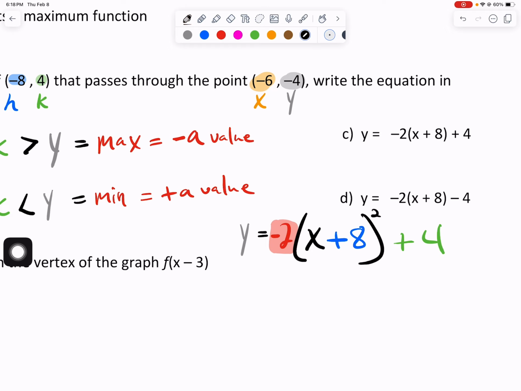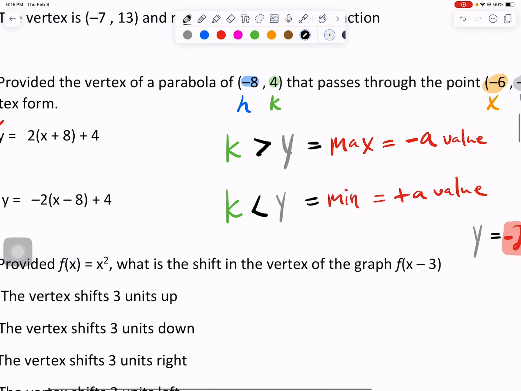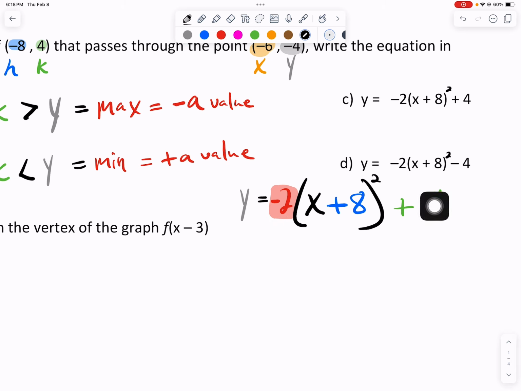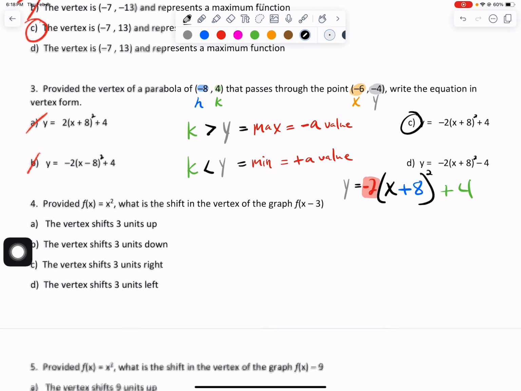Oh, my goodness, Mr. Richards, when you made this, you forgot to square them all. Sorry about that, guys. My bad. Let me go ahead and do that for us. -2, x +8 +4, it's squared. We have everything we need right here because we have a subtraction 4. We don't flip our k, we only flip the 8, which goes from here to here. All right, so let's go ahead and circle C as our best answer choice.